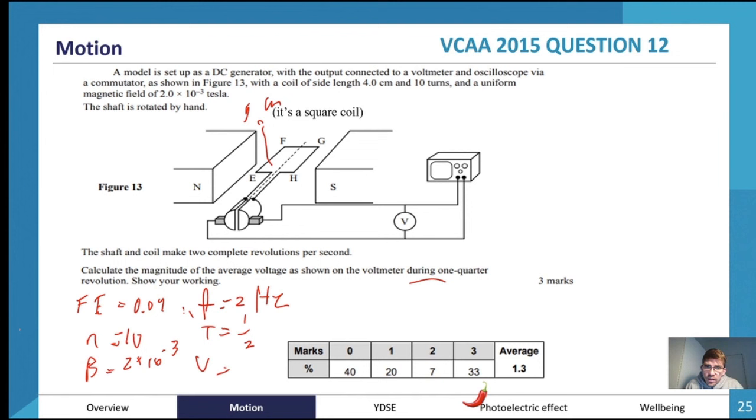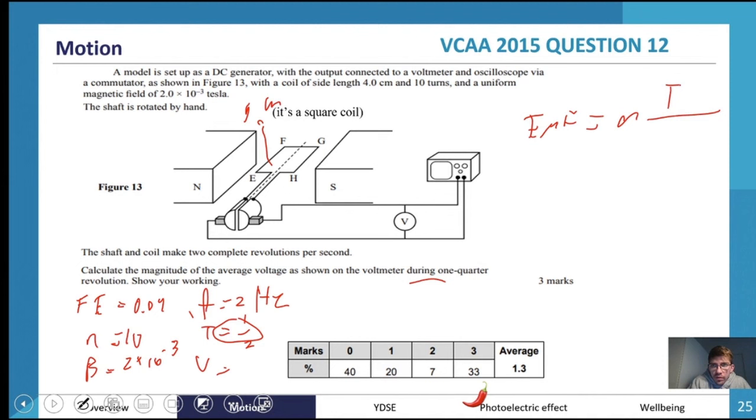All right, so more than enough time. Here's the trick. It's asking for a quarter of a revolution, but it has given you the full period. So when we're talking about EMF or voltage, same thing, it's equal to N multiplied by change in flux over change in time. So N is equal to 10, multiplied by change in flux, which is A multiplied by B. Area is, how much is area?